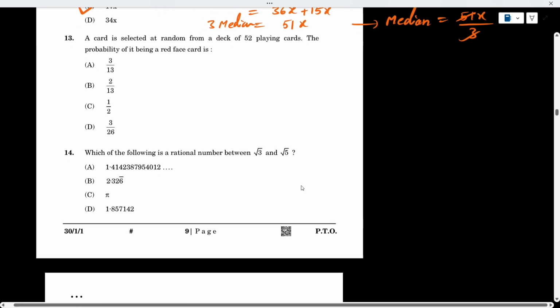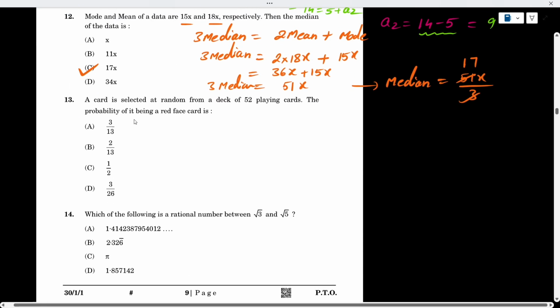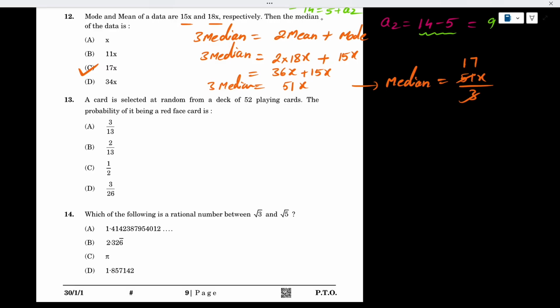Go for the next question here. So this question was from your statistics. Question number 13 is from probability. What does it say? A card is selected at random from a deck of 52 playing cards. The probability of it being a red face card. Now in a deck of cards, you know that there are 4 different suits: hearts and diamonds, which are red in color, and spades and clubs, which are black in color. So we are just talking about diamonds and hearts here. Now how many diamond face cards are there?